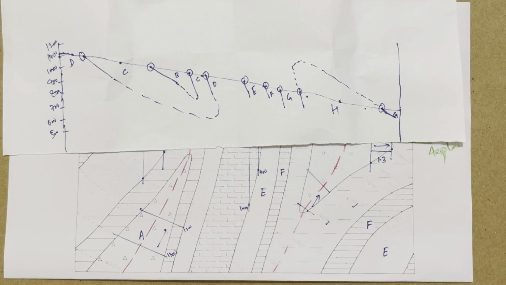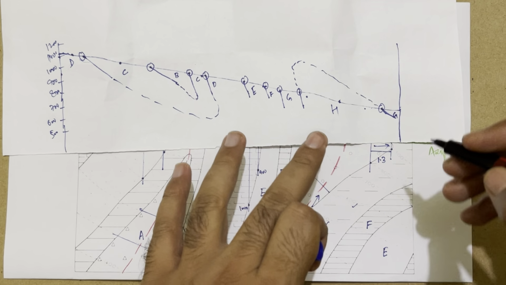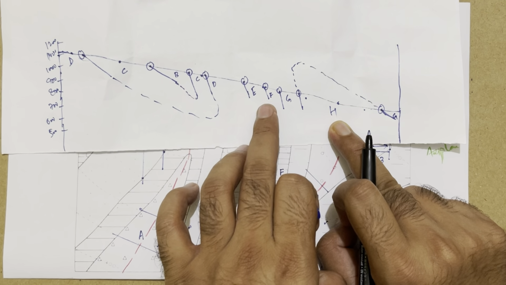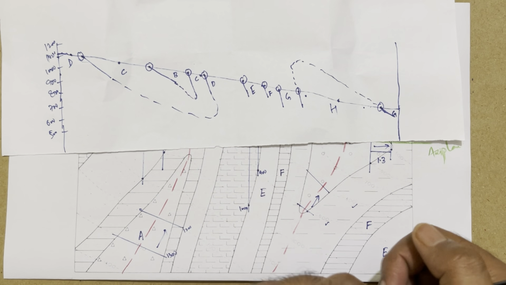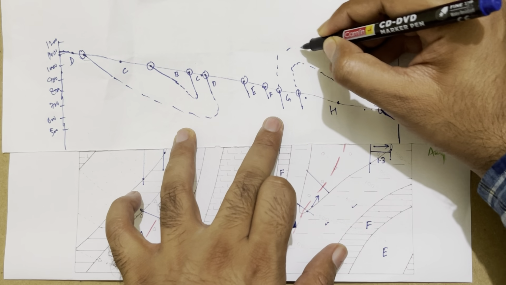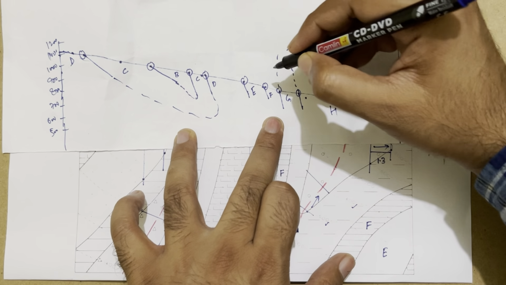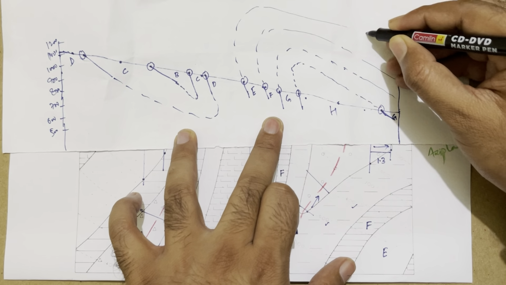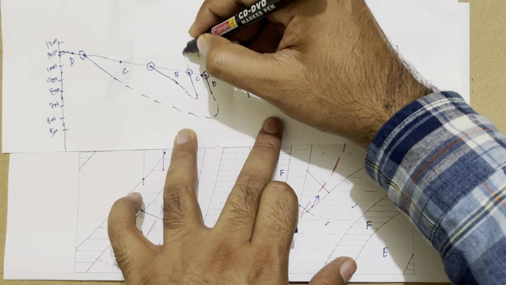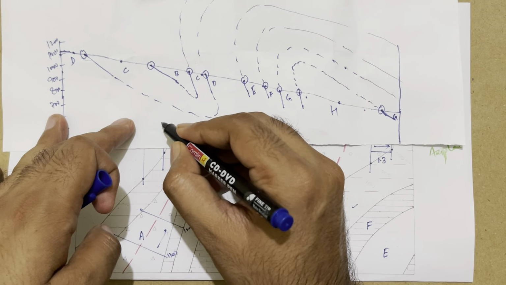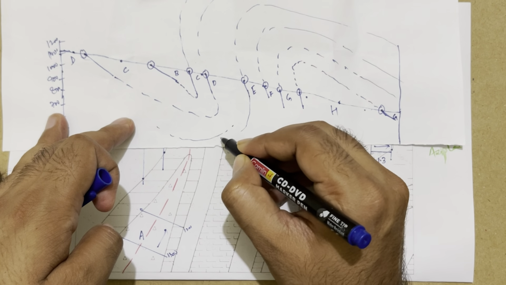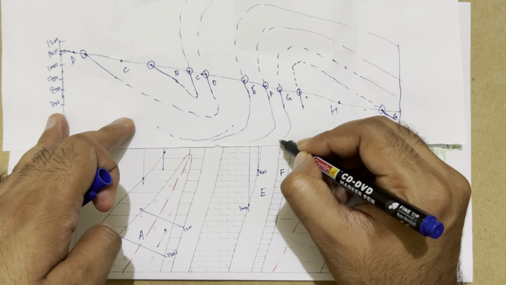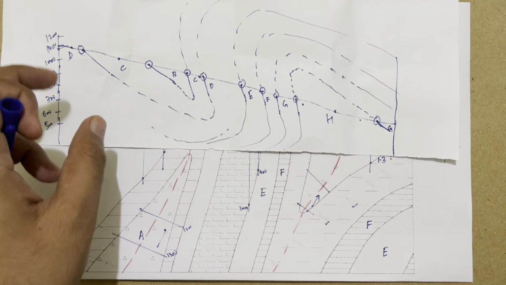And the oldest data is this one, H, then G, then F. Why are we not able to see this thing? Due to erosion. We are unable to see those things. All those things are eroded now. So this is our actual plane.